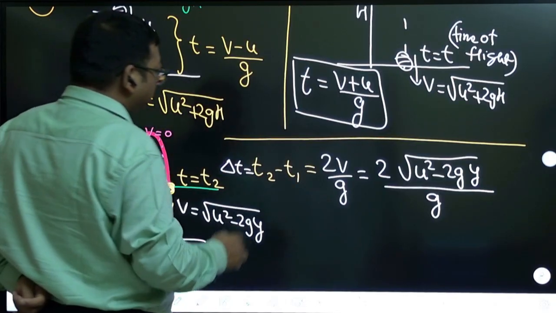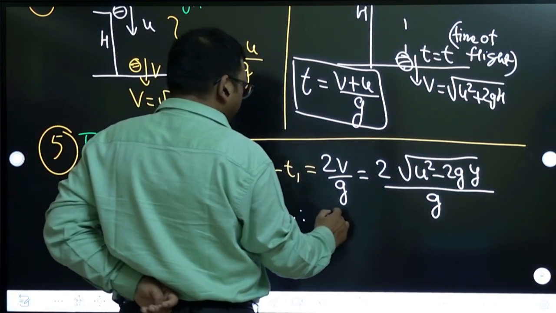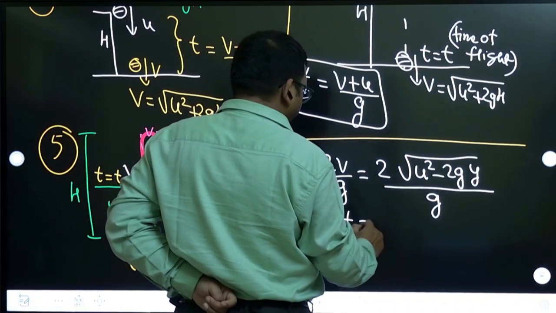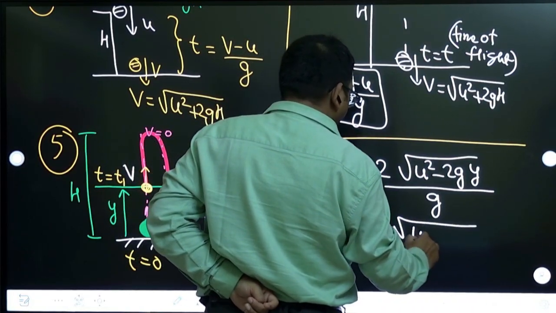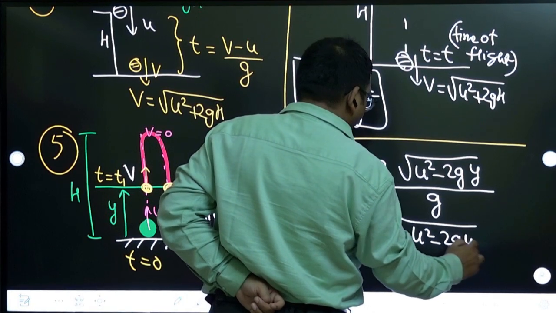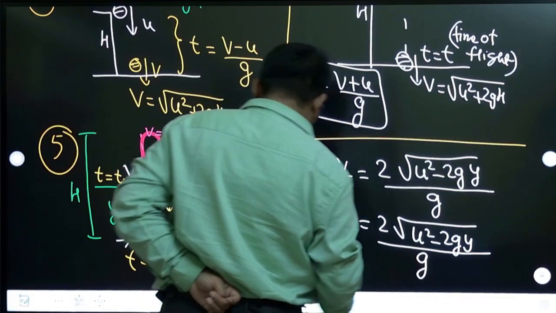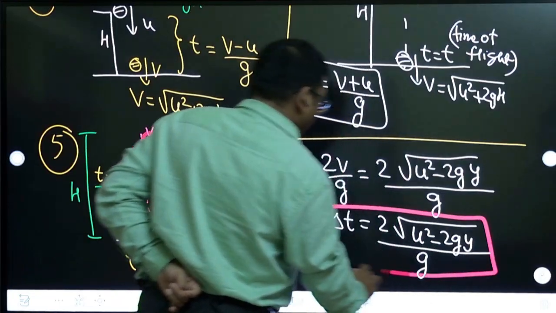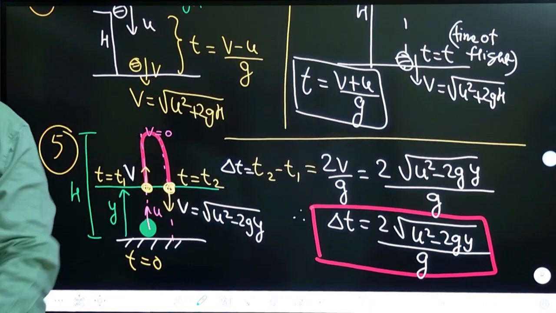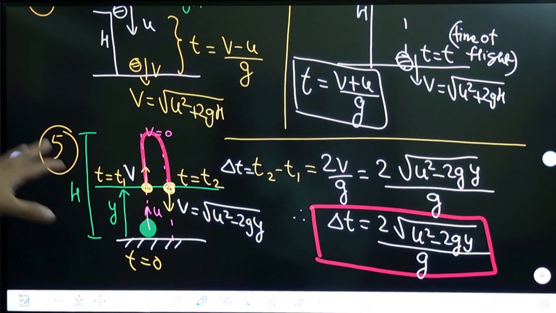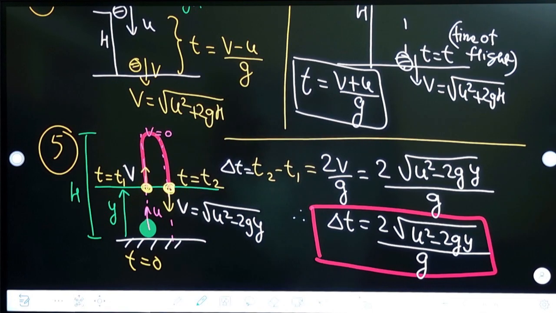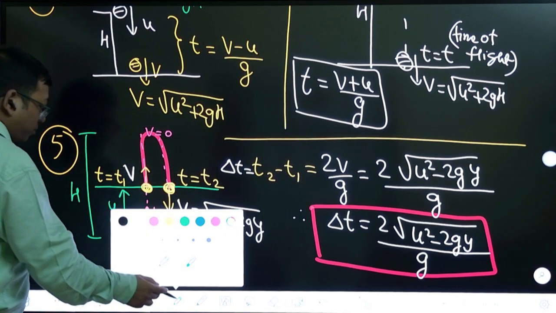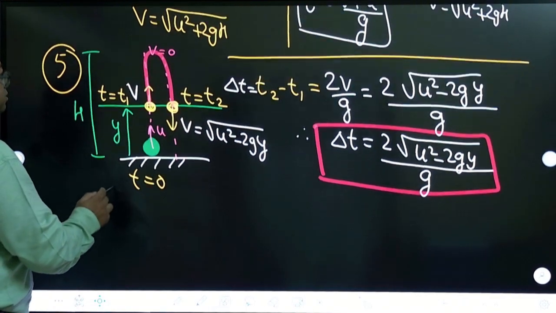Now you can do some calculations here. Delta t is equal to, I will just write this formula, 2 root under (u square minus 2gy) divided by g. This is what it is. Clear? And there is another approach to solve this question. This is of course the shortcut, but there is one more approach to solve this question, which I will also discuss.